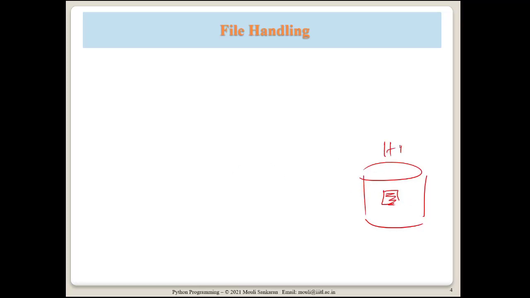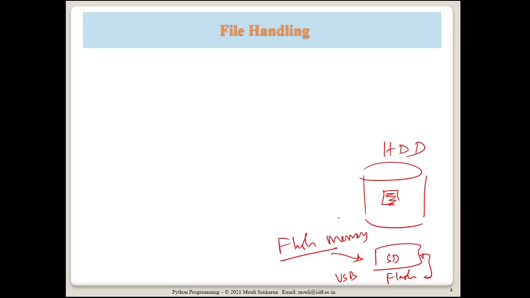We have a hard disk. It's no more hard disk. We have now SD cards, and SD memories or flash memories. Both SD card and flash memory are the same technology, and even the USB pen drive that you have uses the same technology, which is flash memory. Now, what is the difference between a flash memory and a hard disk?